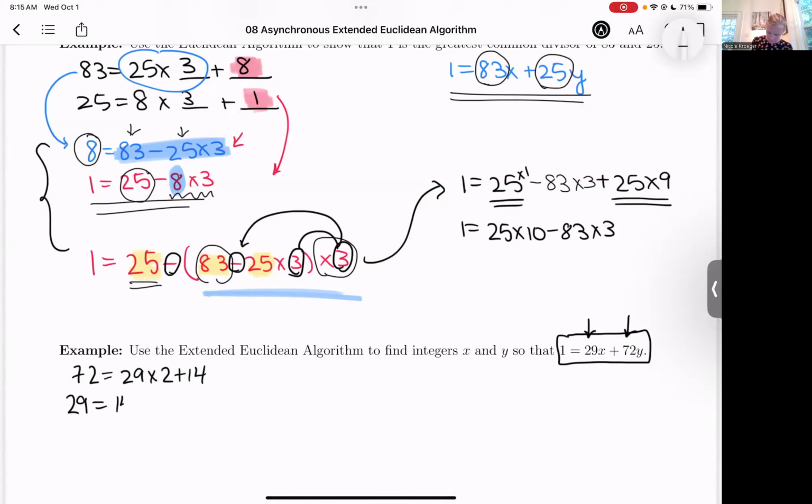Then 29 is 14 times something plus something. That's going to be times 2 plus 1. And then 14 is 1 times 14 plus 0. Okay, so the GCD of these two numbers is 1.